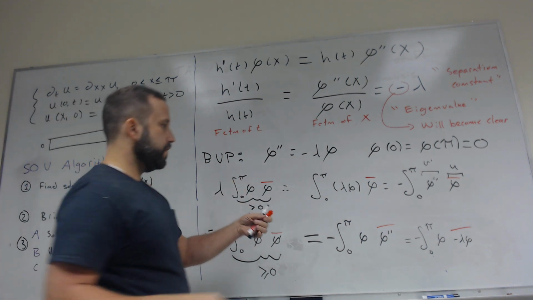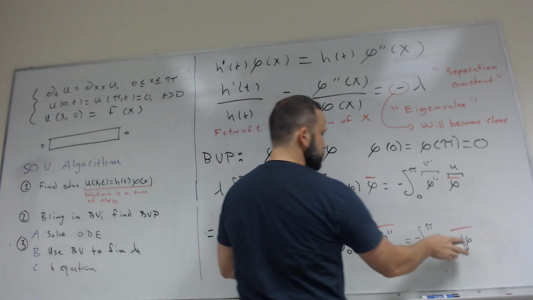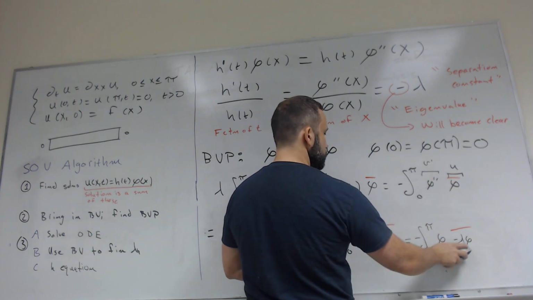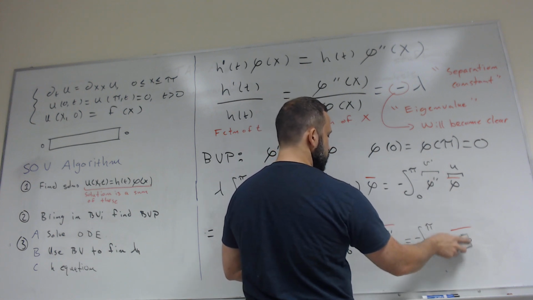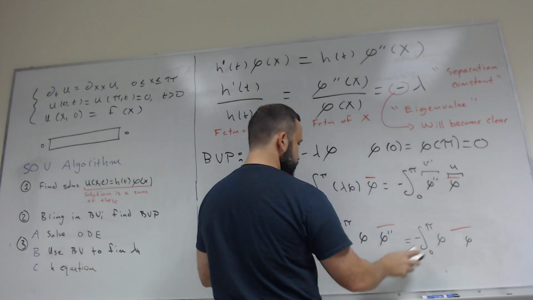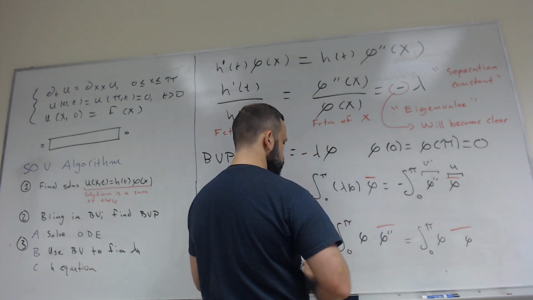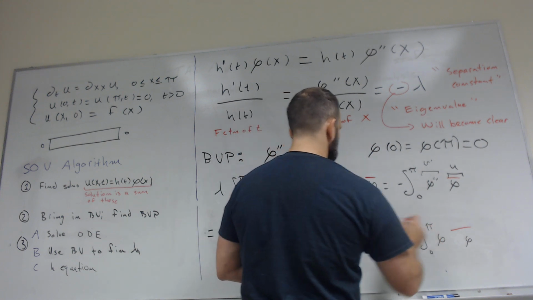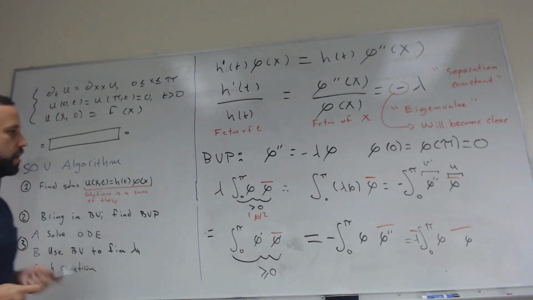The minus lambda phi is going to come out. Minus lambda, sorry, the minus lambda is going to come out of the integral. The complex conjugate of minus lambda is minus complex conjugate of lambda. So when it comes out, the minus signs are going to cancel with each other, and we're going to have lambda with a bar on it.